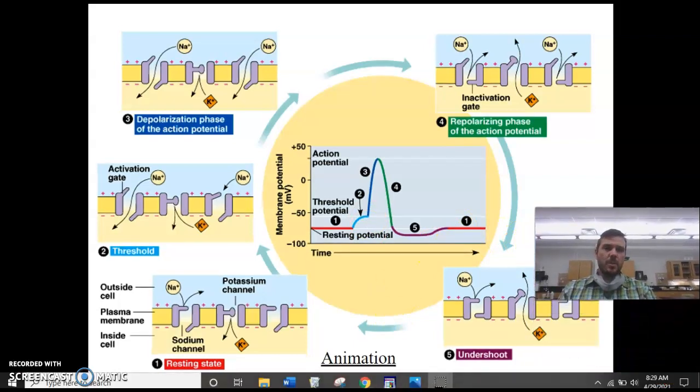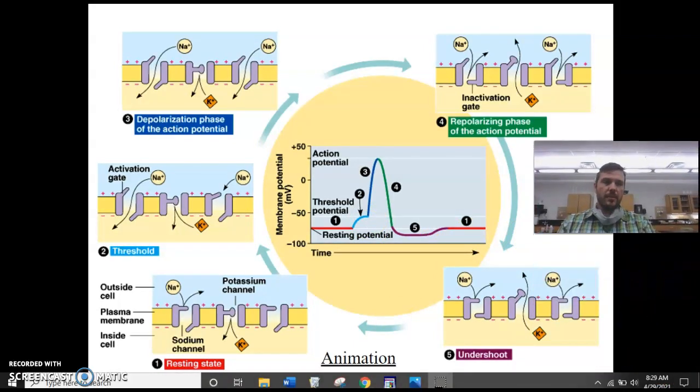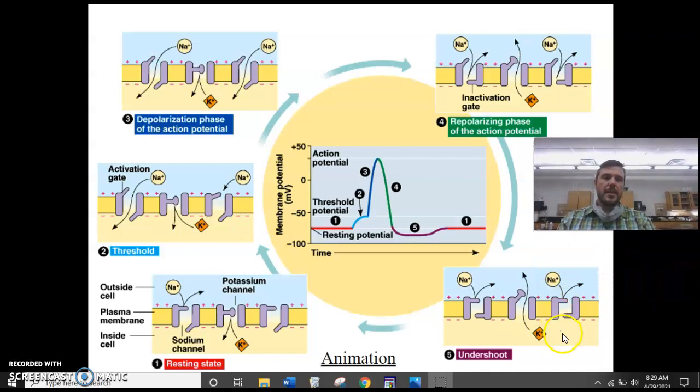And then the last thing that we've got going on is sort of this phase here, where sodium is allowed to rush out, potassium is allowed to rush out, sodium's not allowed to rush in, and we come back to our resting potential.